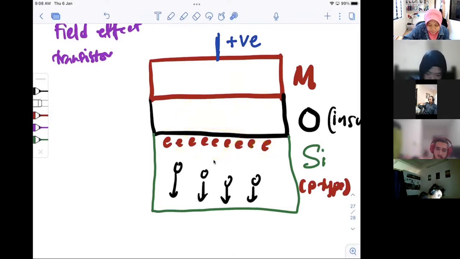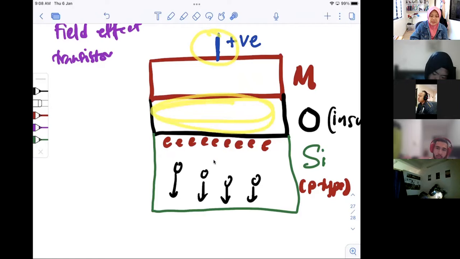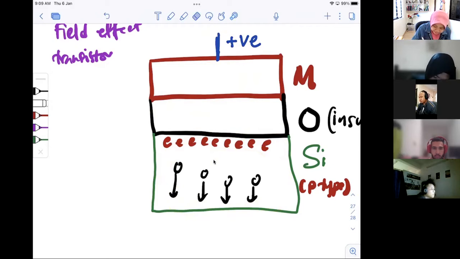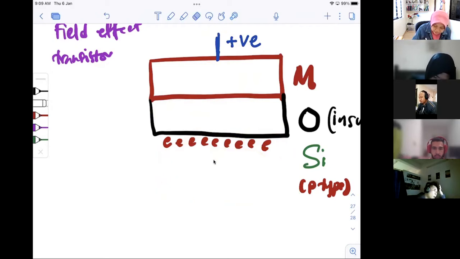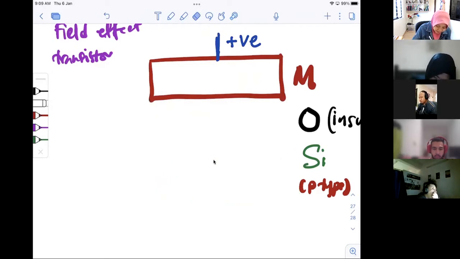So what happens, they will be accumulated over here. Okay, so this is called field effect. By applying a voltage over here, you are inducing a field inside the insulator, and therefore you will separate the carriers inside the semiconductor. Good. Let me change this again, just to test your understanding.